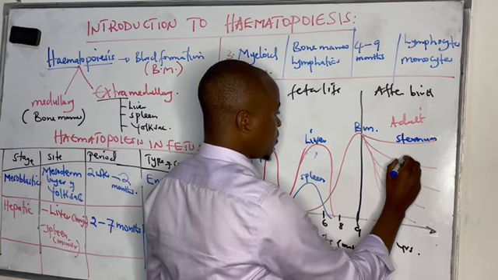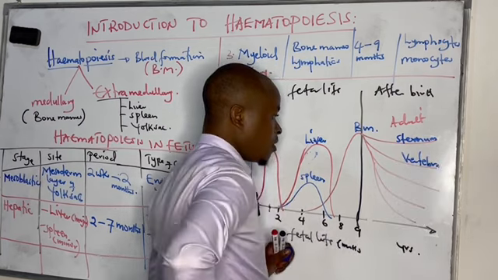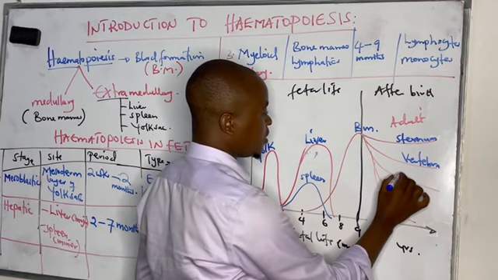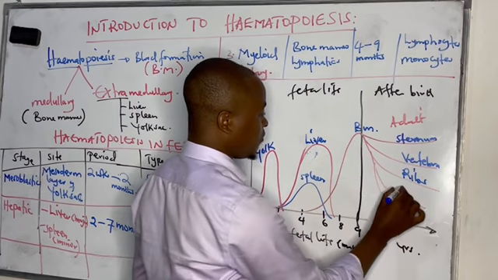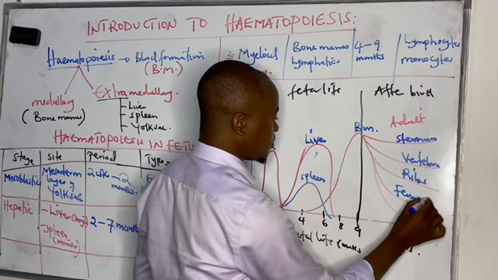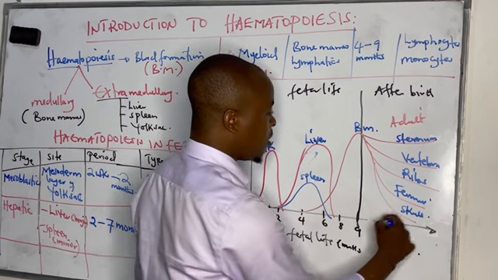We have the vertebrae, that is the vertebral column. Then we have the ribs, we have the femur, and sometimes the skull. So both flat.